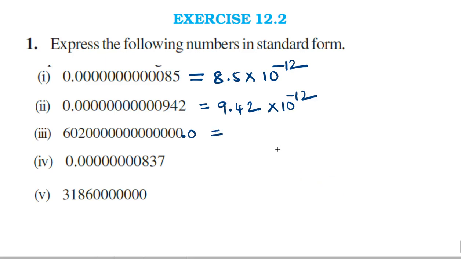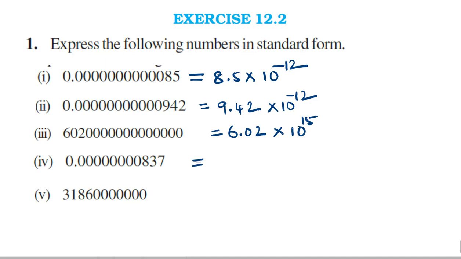Now to write in standard form, here we have 602. We need to write it like 6.02 times 10 to the power of something. So how many places do we need to move? Here we need to move left. Let us count. Here we need to put the point. So 1, 2, 3, 4, 5, 6, 7, 8, 9, 10, 11, 12, 13, 14, 15. 15 places we need to move to the left. So we write 10 to the power of 15.